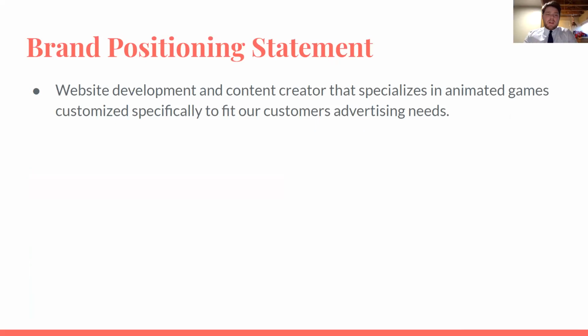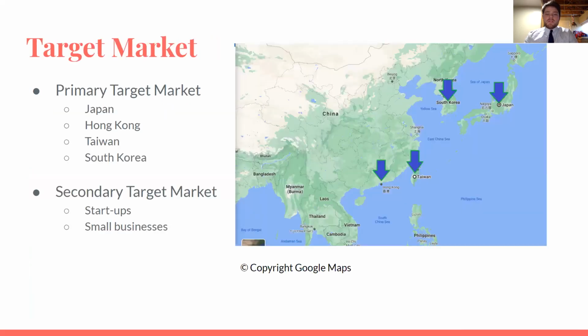So our brand positioning statement is we're a website development and content creator that specializes in animated games customized specifically to fit our customers' advertising needs. Next slide. And so like we said earlier, our primary target market is going to be Asian countries like Japan, Hong Kong, Taiwan, and South Korea. And then our secondary target market is going to be startups and also small businesses.